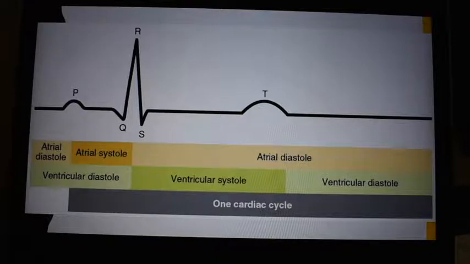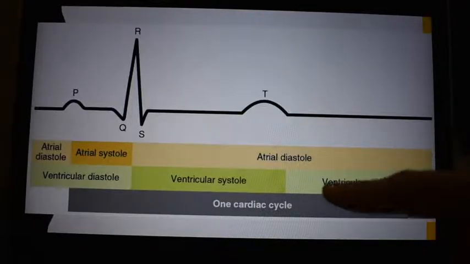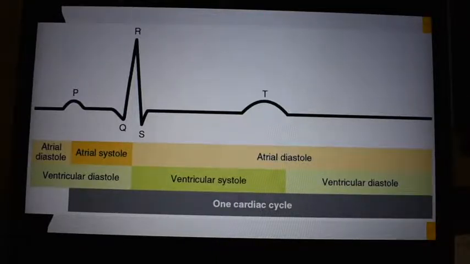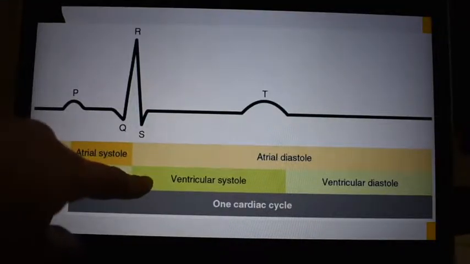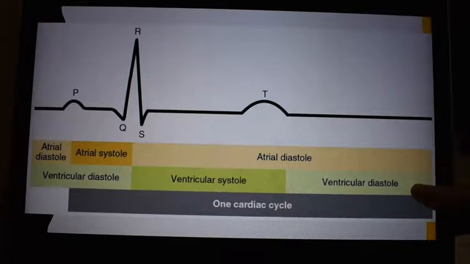And then at the same time, you can also compare it to what's happening in the ventricles as well. So the ventricular diastole is when it is relaxed. This is when the ventricles squeeze, and then this is when it relaxes again. And this is the entire cardiac cycle.